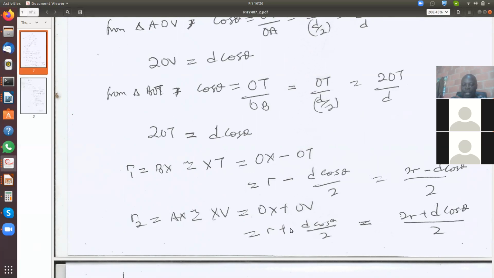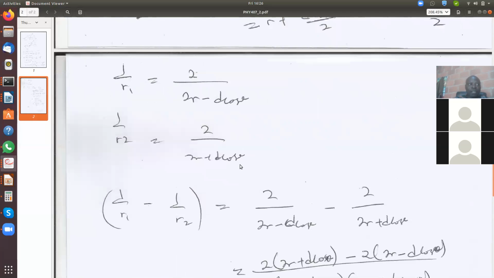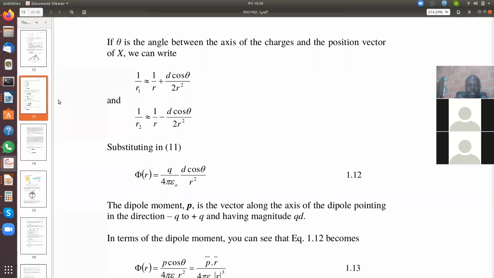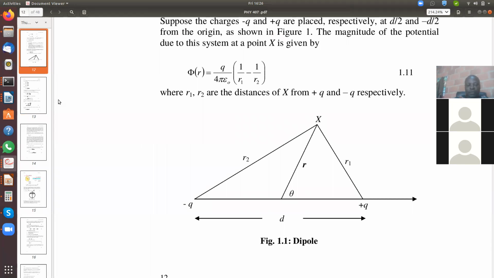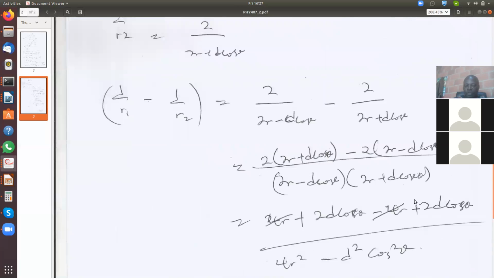So OX is R, then plus D cos this, and this gives us this. So if you now find the reciprocal of 1 over R1 and 1 over R2, you have this. R2 will give us this. And you know that when you are computing the potential, if you look at this formula, this formula is trying to tell us that we need 1 over R1 minus 1 over R2 to be able to determine this potential. So if you take that into consideration, then looking at this, you have 1 over R1 minus this. That will give you this. We know 1 over R1 to be this, 1 over R2 to be this. So by the time you put them together, you have this expression.